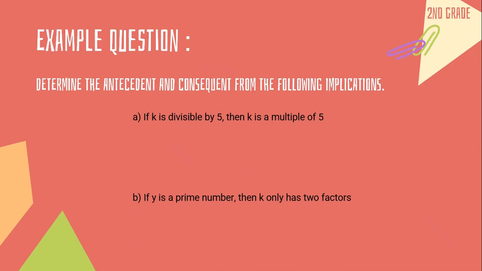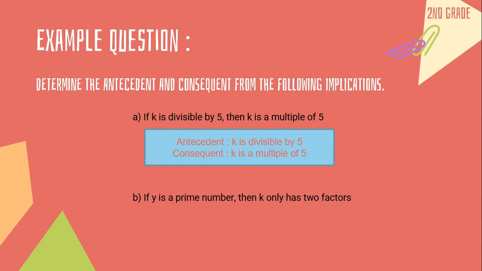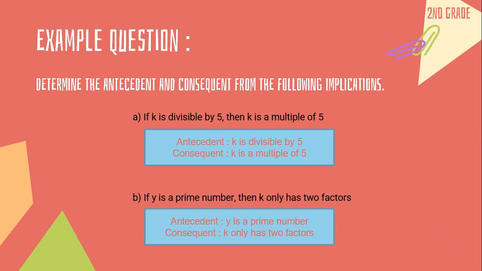So in this implication, if K is divisible by 5, then K is a multiple of 5. So the antecedent is K is divisible by 5 and the consequent is K is a multiple of 5. The next question, if Y is a prime number, then K only has two factors. So the antecedent is Y is a prime number and the consequent is K only has two factors.